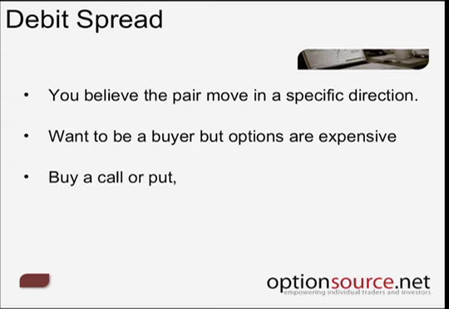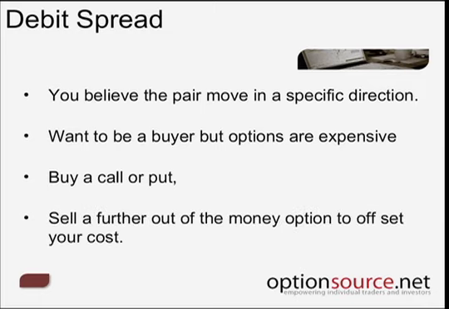So the idea is that we're going to buy a call if we're bullish, we're going to buy a put if we're bearish, and we're going to sell a further out-of-the-money option contract to offset the cost. So in other words, while we're paying for the increase in implied volatility as the buyer, we're going to have somebody else help us out by collecting a premium and having them pay us for a premium that has the implied volatility factored into it.